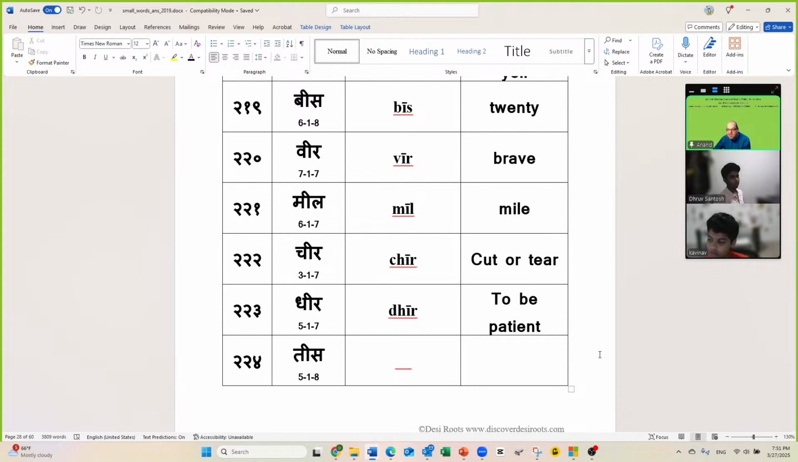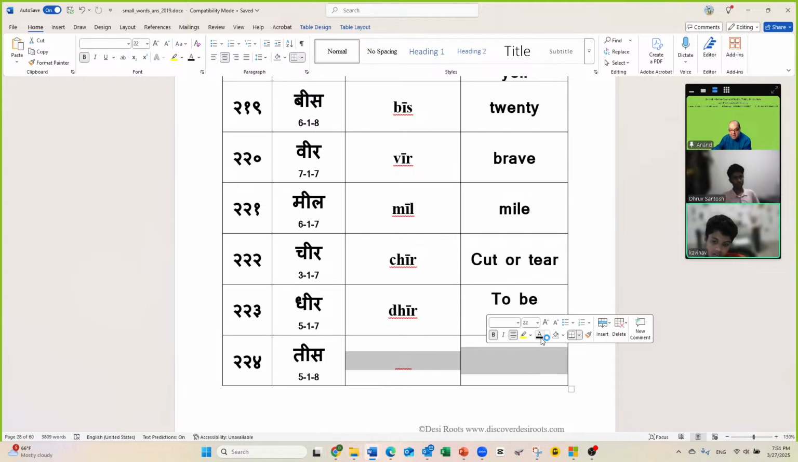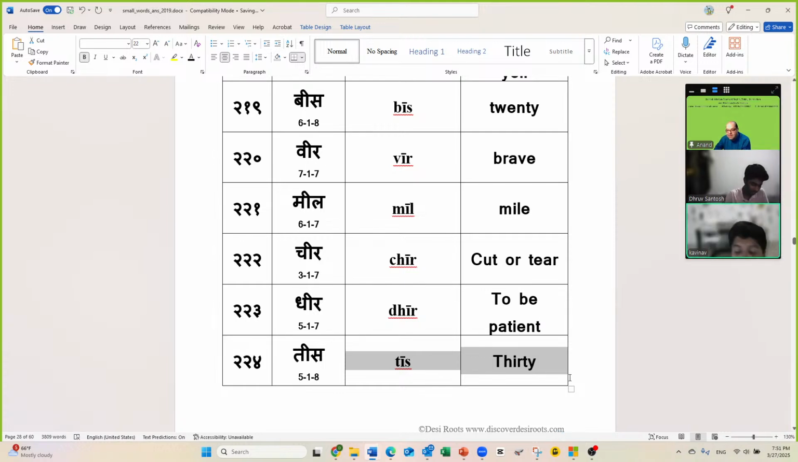Okay. Last word, Kavina. Tees. What does tees mean? We just talked about it. Wait, I forgot. Okay, tees is 30. Bees is 20. This is 30.